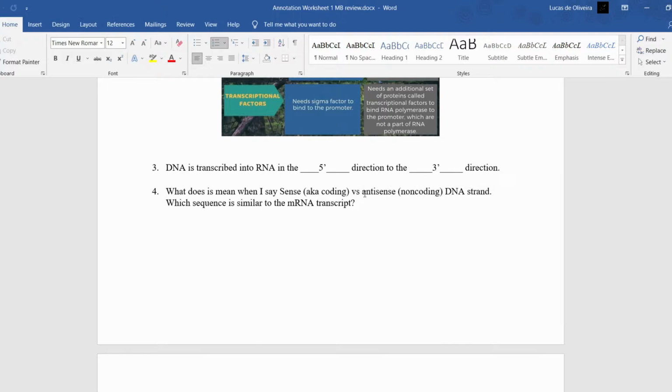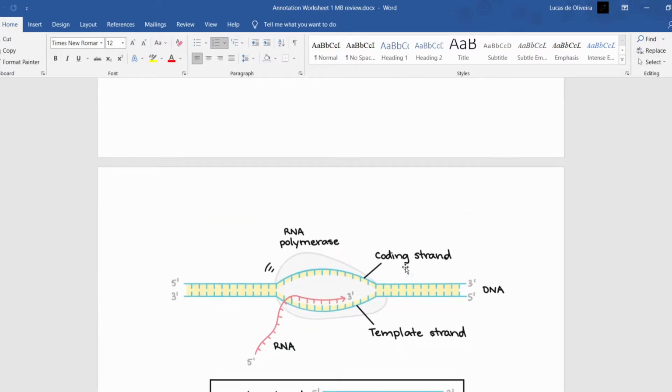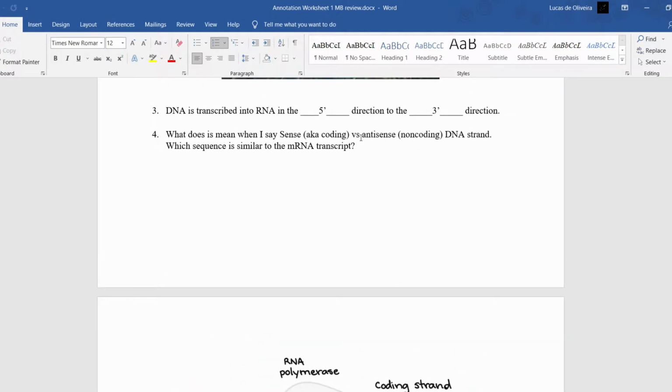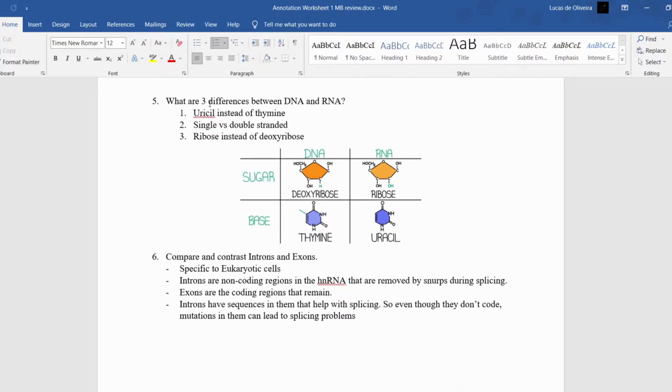I kind of hate that there are 3 terms for each of these, and sometimes it's very easy to get them mixed up, but just in case you see these terms, my favorite pairing is coding and non-coding, or template and coding. Those are kind of easy. The template is pretty intuitive because it's the template DNA for the RNA, and the coding strand has the same code.